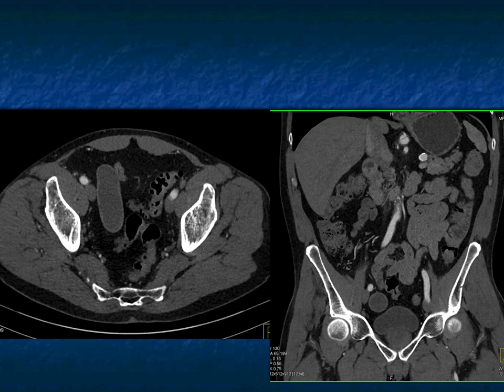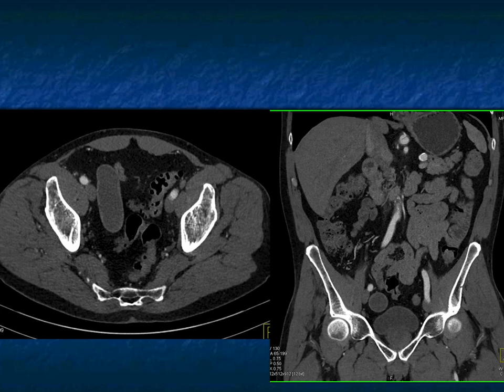Mucoceles, if they rupture, patients get pseudomyxoma peritonei. Sometimes we see mucoceles when they're little tiny focal dilatations of the appendix. So you have to have a great level of suspicion. What else could this be? Another good thought here based on location would be a Meckel's diverticulum.